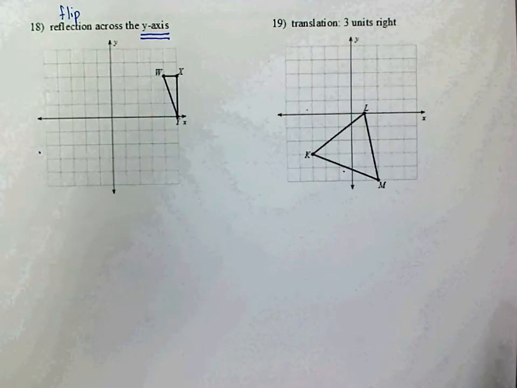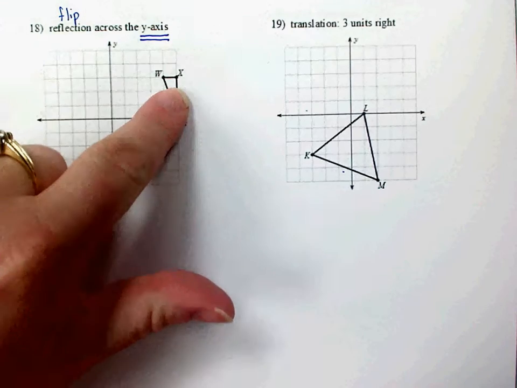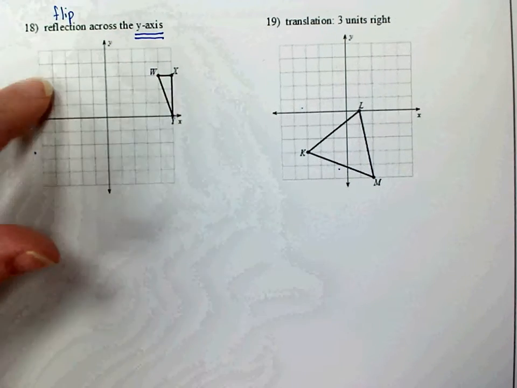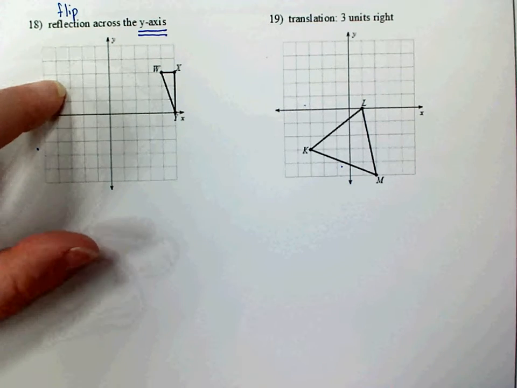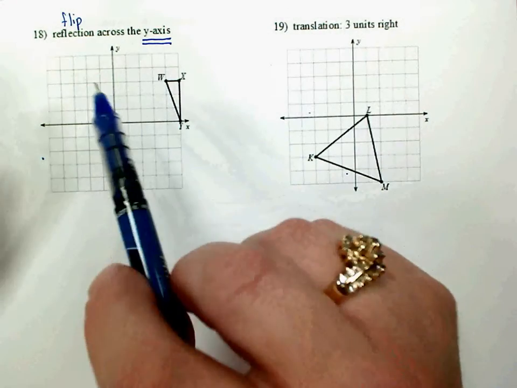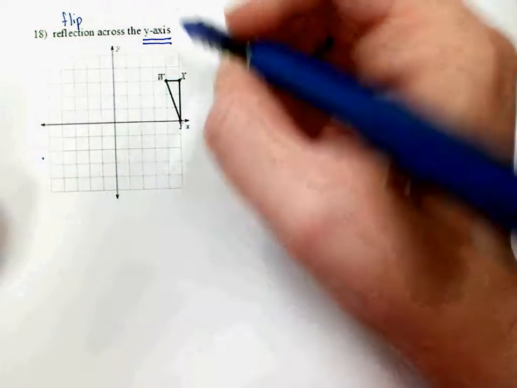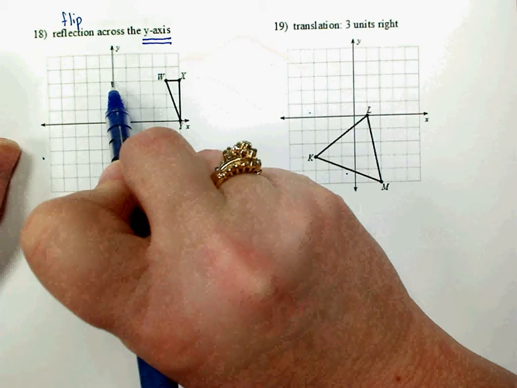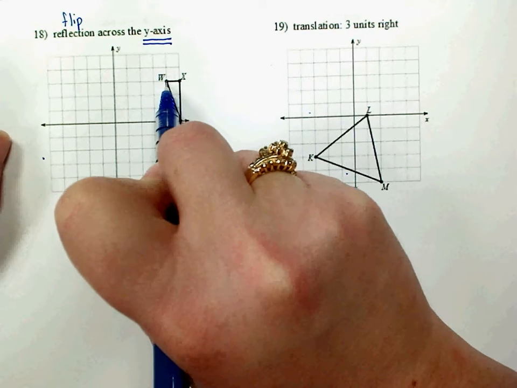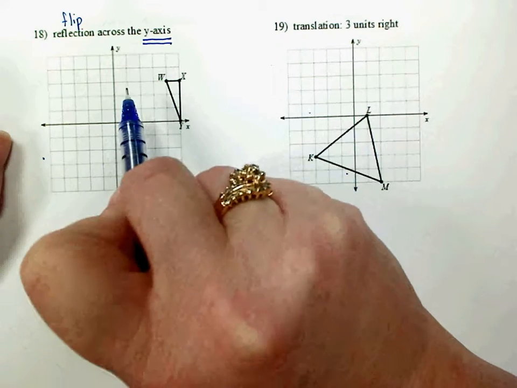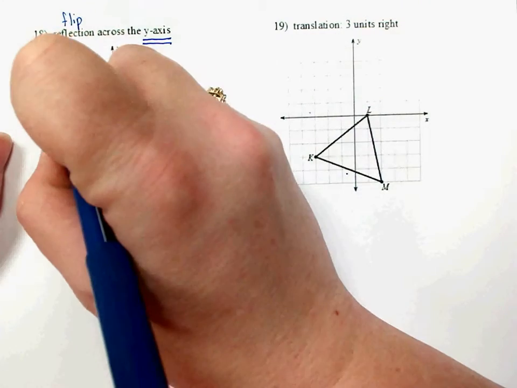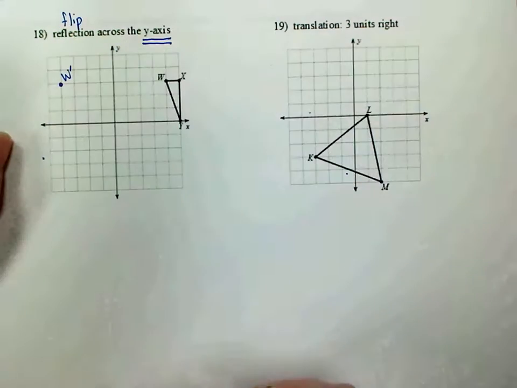So I'm flipping across the y-axis. This triangle is going to be on the opposite side of the y-axis. So I can kind of picture where that triangle is going to end up over here. Remember, all of these points are going to end up the same distance from the y-axis, but on the opposite side. So this point W, with respect to the y-axis, is 1, 2, 3, 4 units to the right. And instead, I want it on the opposite side, so I'm going to go 4 units to the left. So this is where my W prime will end up.